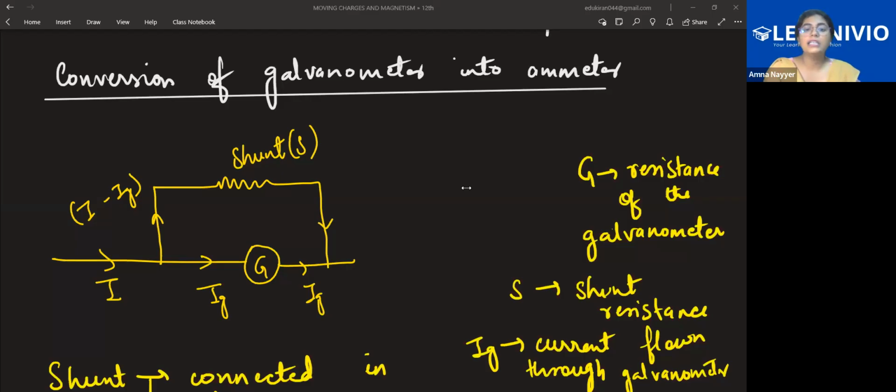Okay. Now, see, shunt is present. Shunt means the exact resistor which is present. Now, the resistance, we are assuming that it is S. S is just a variable to differentiate the rest of the amount of current. The resistance of this galvanometer is capital G. Ig is the current through the galvanometer. So everything has been written: resistance of the galvanometer, shunt resistance, current flowing through the galvanometer.